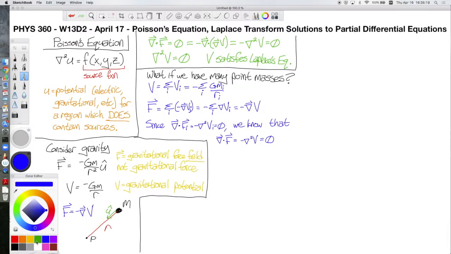So in words, this line is true, still assuming there is no mass at point P, which was one of the key features of Laplace's equation. So as long as we assume that there's no mass at point P, then even if we have many point masses, our V will still satisfy Laplace's equation.